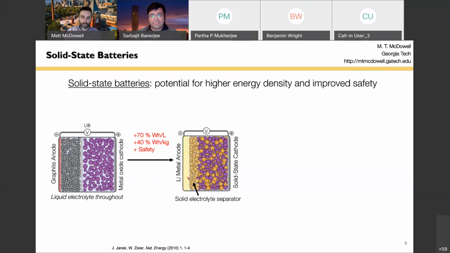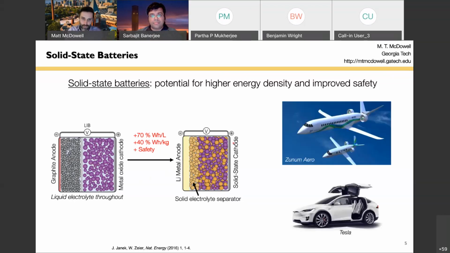And so the idea here is we move to the solid state architecture, no liquid electrolyte, a lithium metal anode, and it would really boost our energy density. And we could use this in electric vehicles to drive longer ranges, or we could even start thinking about emerging applications like electric flight or hybrid electric flight. So it's a really exciting prospect.